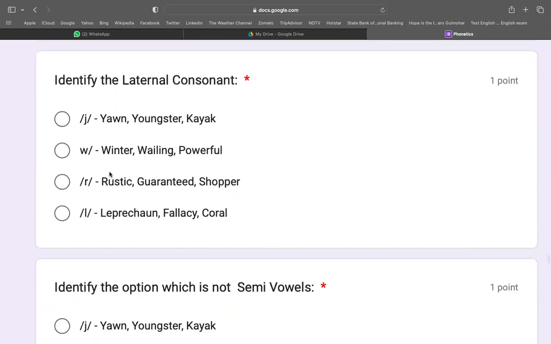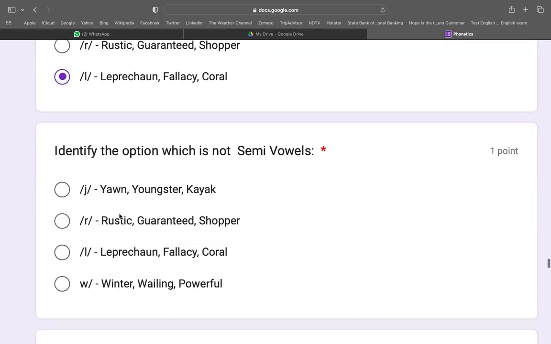Identify the lateral consonant. So when we talk about lateral consonant, we find out here lateral consonant is la. So la, w, r, and la. So leperson, fallacy, and choral. Yeah, that would be the correct one.